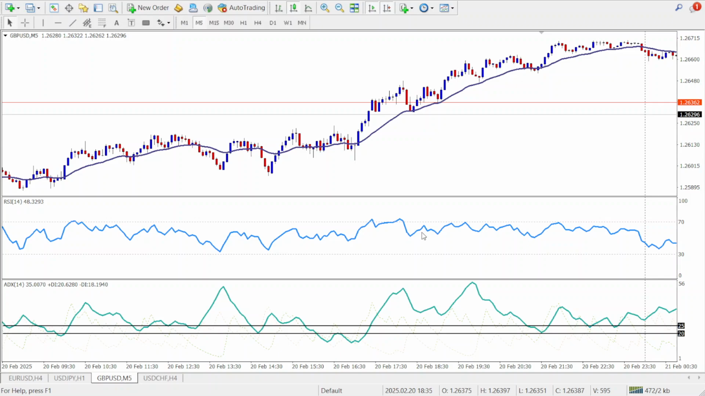And finally, stay patient. The EMA, RSI, and ADX combination works best when you follow the trend and wait for the right signals. Do not chase the market. Let the setup come to you.